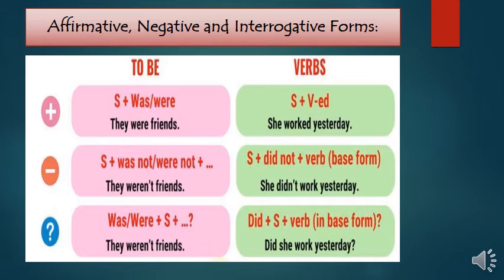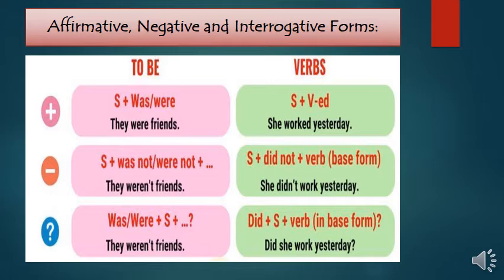Now we move to the affirmative, negative, and interrogative forms of the past simple. In the affirmative form, let's look at the example: They were friends. In the negative form, they weren't friends. In the interrogative form, which is the question form, were they friends? So this is if the verb is a verb to be, so if it is was or were.